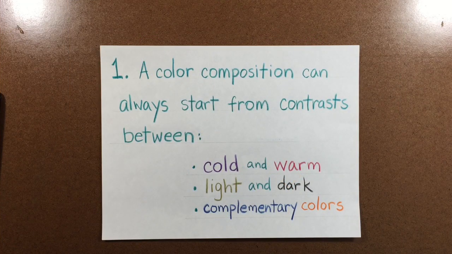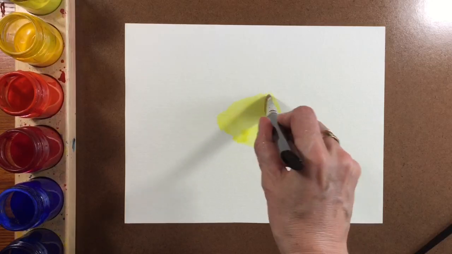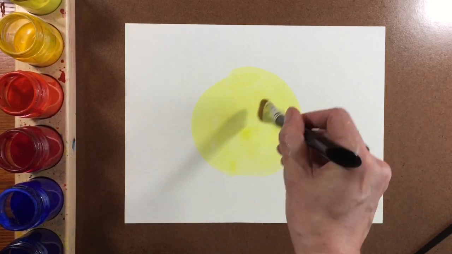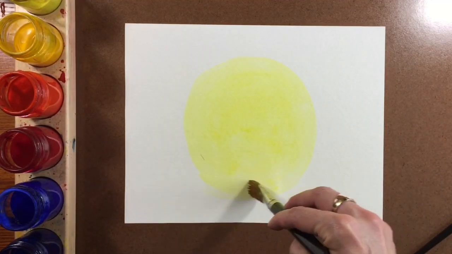Number 1. A color composition can always start from contrasts between cold and warm, light and dark, or complementary colors. We'll start here with the traditional yellow circle, lemon yellow paint with the Prussian blue background.